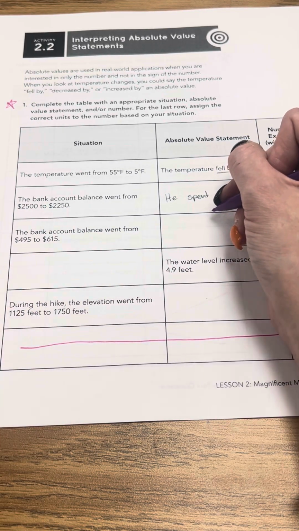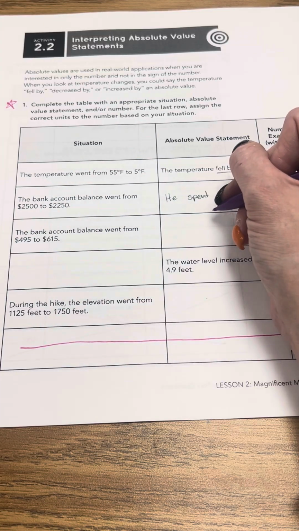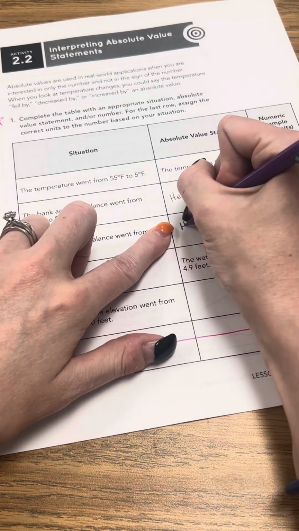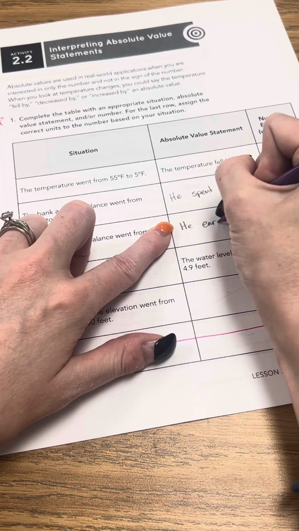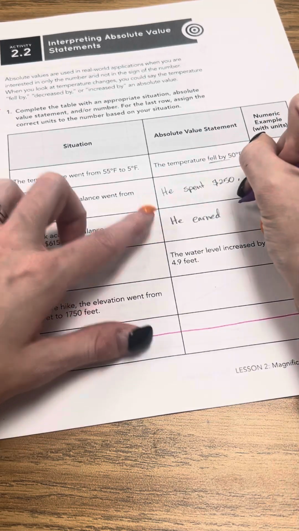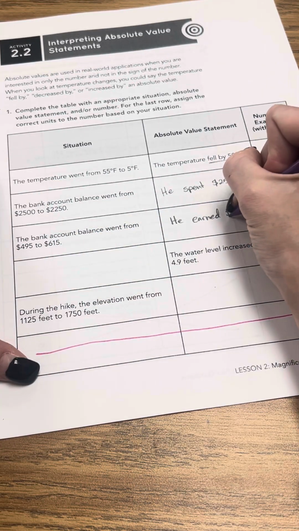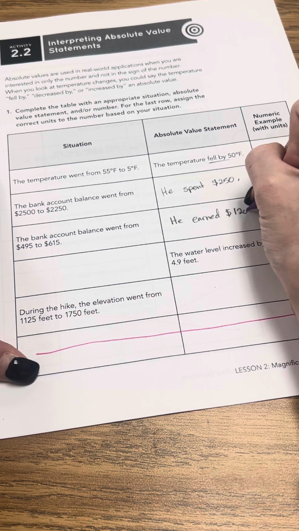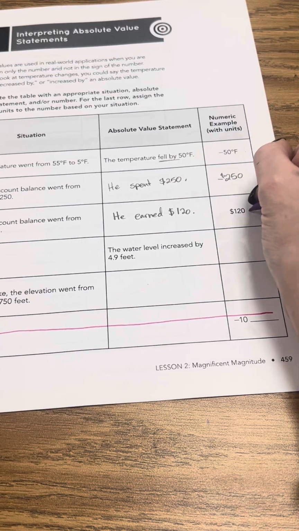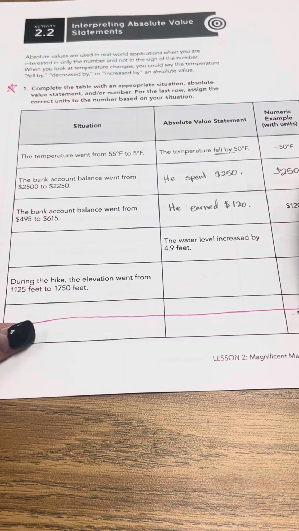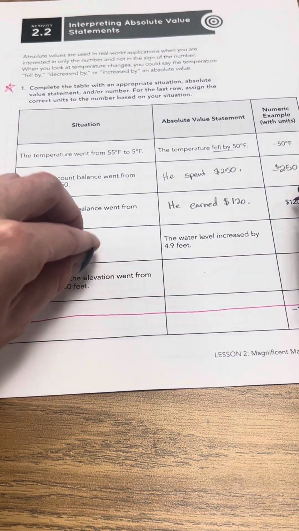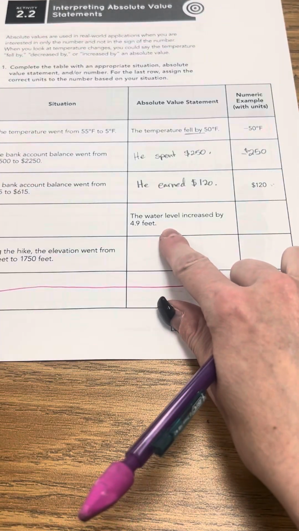The bank account balance went from $495 to $615. That meant that he either earned or it increased. So here I could say he earned, because earned also means increased, and it increased by $120. So that's why there's a positive 120 here. I need to find out what I need to put here by reading what they give me.